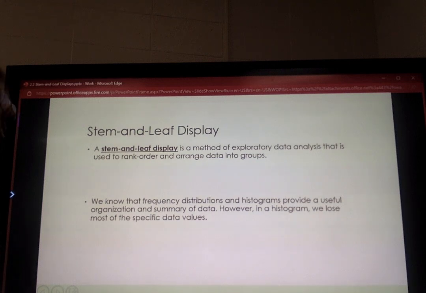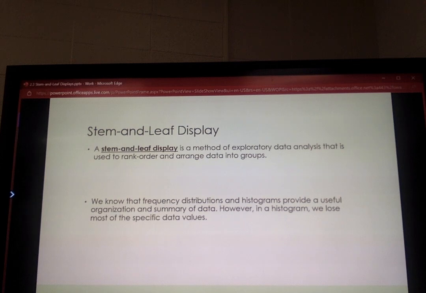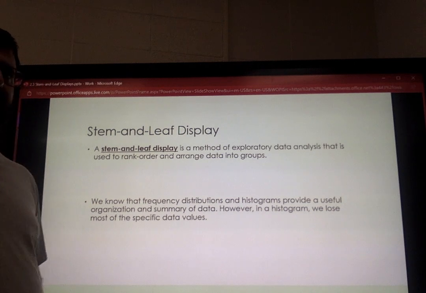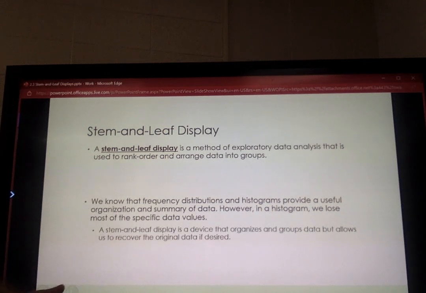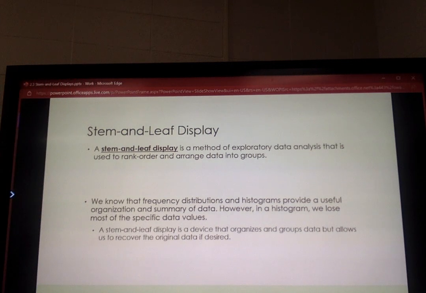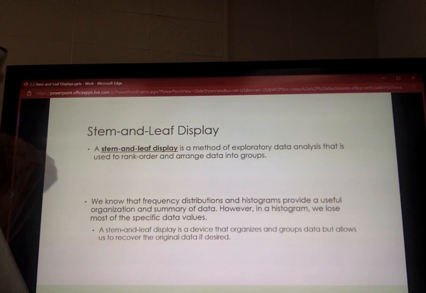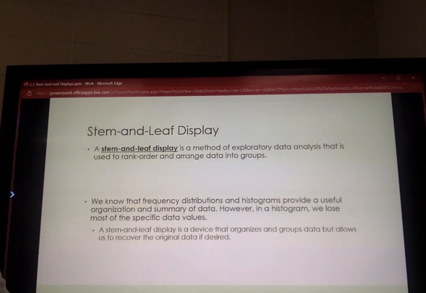A good thing about a stem and leaf display that we don't get from a histogram or a frequency distribution: histograms provide useful organization and summary of data, but when we do histograms, we often lose most of these specific data values, and we only get the broader sense of it. But with a stem and leaf display, we organize and group the data just like a histogram would, but in the design of the stem and leaf display, we can actually recover the original data if we need to.